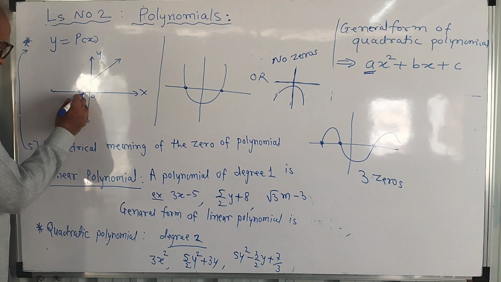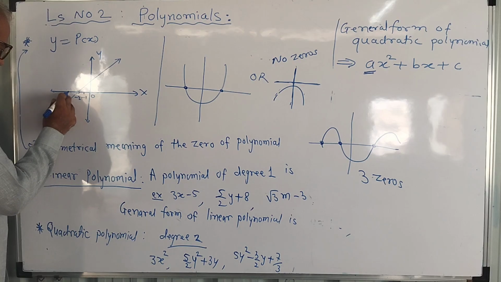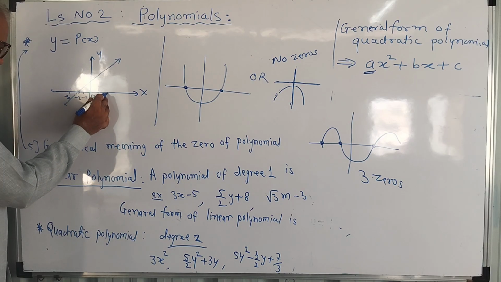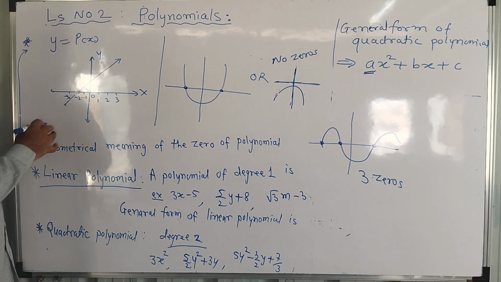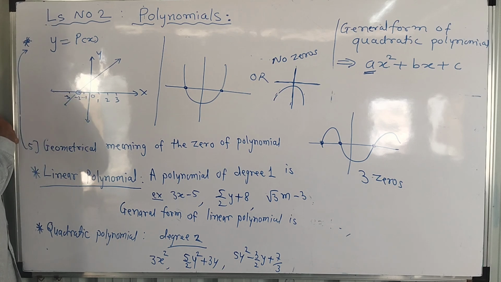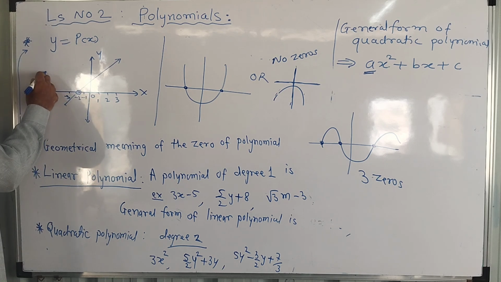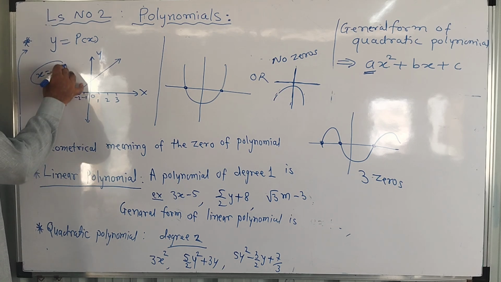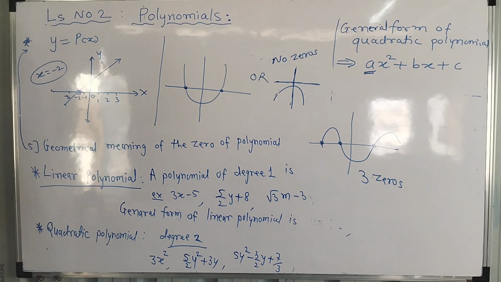Suppose here it is -1, -2, -3, 1, 2 and 3. So the graph intersects the x-axis at -2. Therefore x is equal to -2 is the zero of this polynomial. How many zeros? 1 zero. What is that zero? -2.